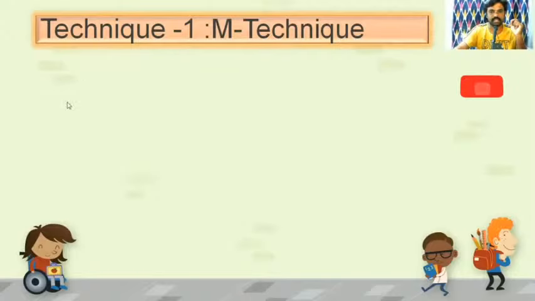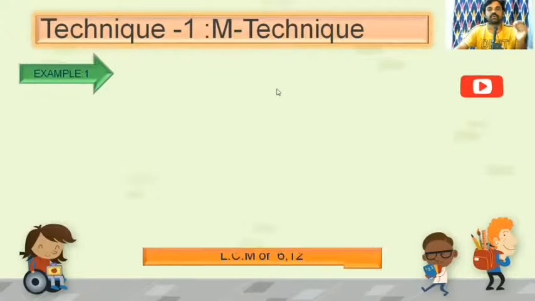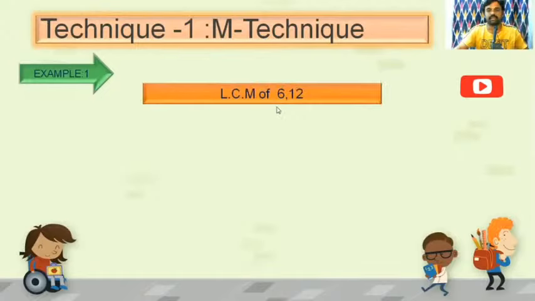Let us take one example. I'm taking the LCM of 6 comma 12. We need to select the biggest number of the given numbers. In this, easily we can find that the biggest number is 12. So 12 is the biggest number. The second step is we need to compare the biggest number with the other numbers.